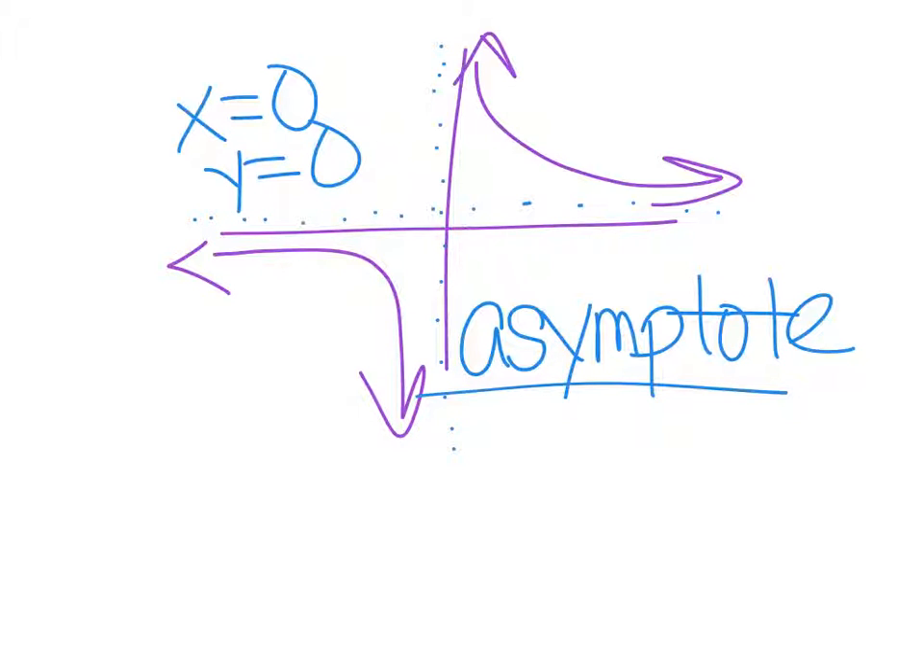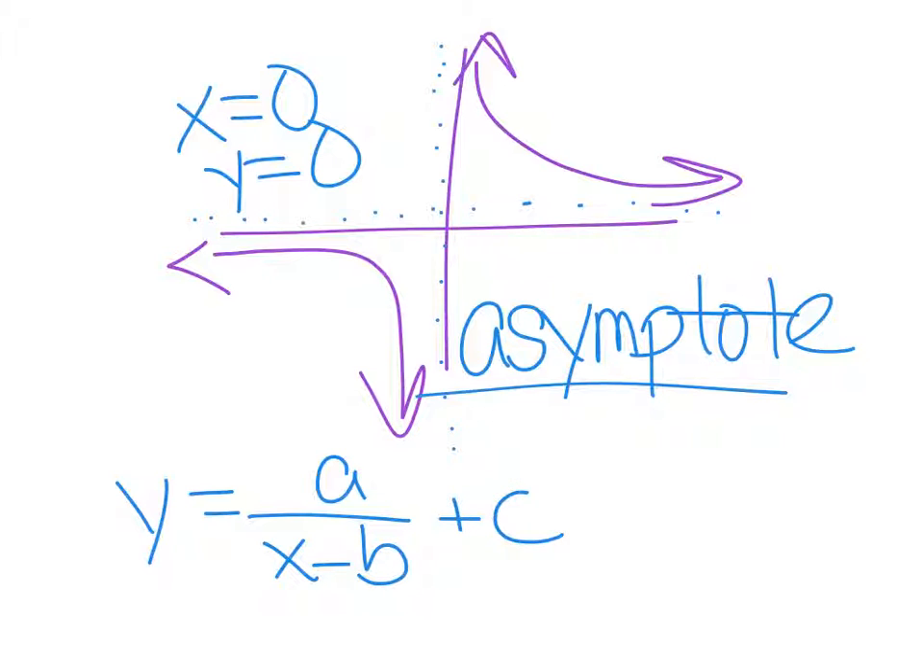Now, the general form of this would be like this. Y equals a over x minus b plus c. And if you want to figure out what the asymptote functions would be, you can look here and you can see that there's going to be a line that's going to approach where x equals b. And the reason for that is, if x equals b and you're subtracting b, x can never actually be b. So your asymptote is where x equals b.